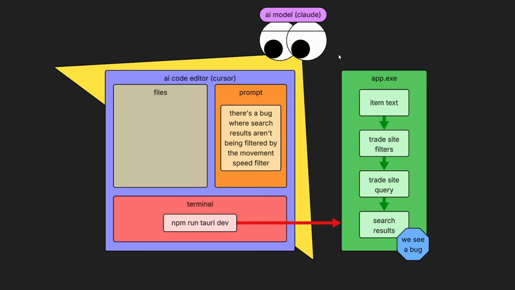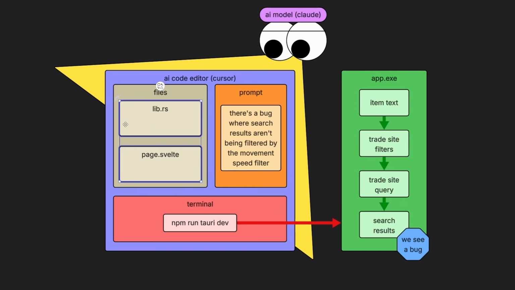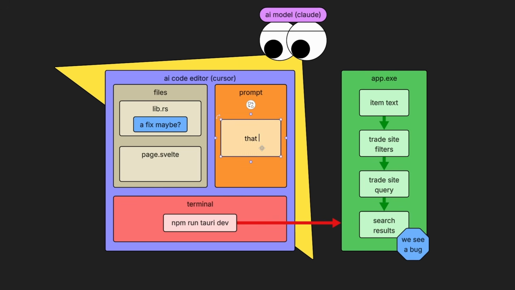And the problem with this is that Claude can't see our running app. It doesn't know what item text we put in, and it can't see the filters, the query, or the search results. So it's going to look through what it can see, which is our source code, and it's going to do its best to come up with a fix. And if that doesn't actually fix the problem, now you might be tempted to say, that didn't fix it. Please try again. And so it tries again, and maybe that doesn't work either. And now what? It's at this point that you might just get stuck.